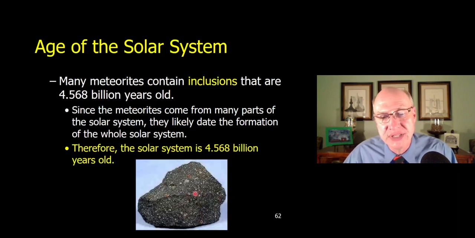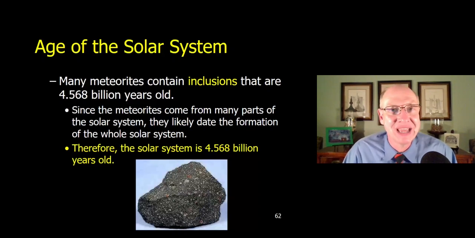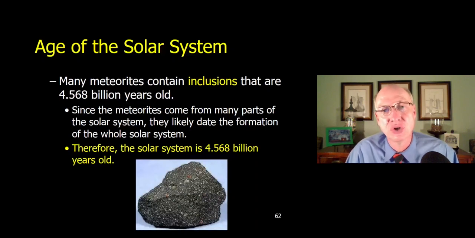So we've been able to use the decay of radioactive elements to determine how old some of these inclusions are. And these meteorites come from many different parts of the solar system, so they likely date the formation of the solar system as a whole. Those inclusions inside those meteorites are 4.568 billion years old. What's interesting is lots of different meteorites have inclusions in them, and the oldest ones are 4.568 billion years old. We have yet to discover any inclusions that are older than that. There are certainly inclusions that are younger than that, but none that are older than that.